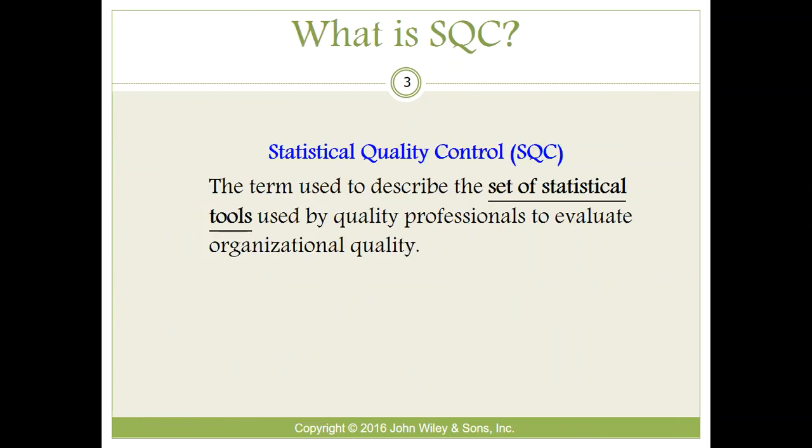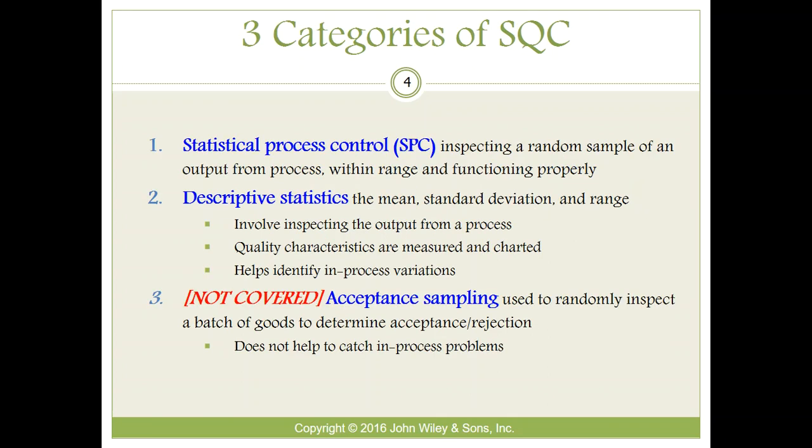So what is SQC, or Statistical Quality Control? It's actually a toolbox. It's like a set of tools, obviously a set of statistical tools that quality managers and quality professionals use. So it's not just one method or one tool, it's really a variety of tools used by quality professionals. So these are the three categories of SQC.